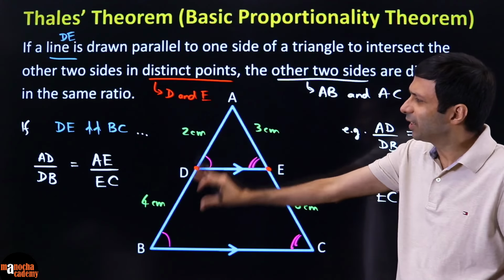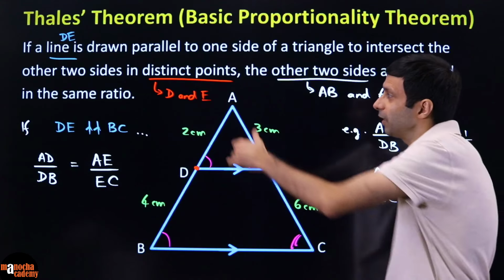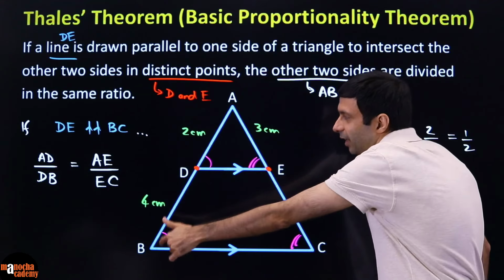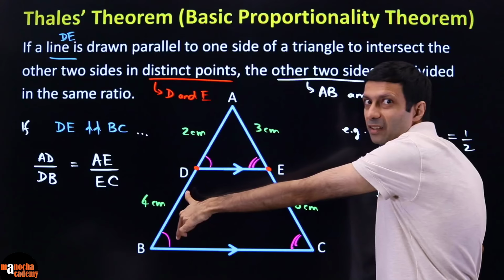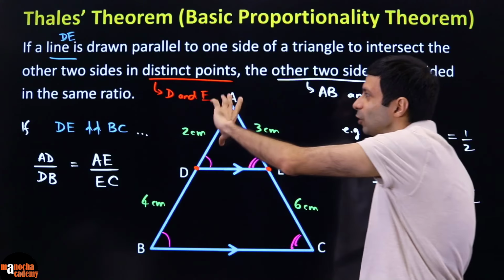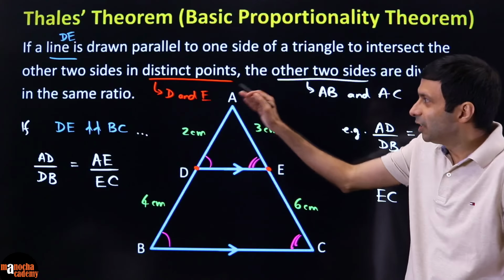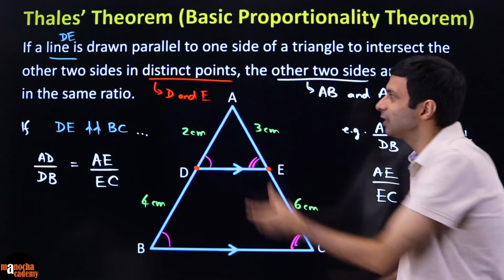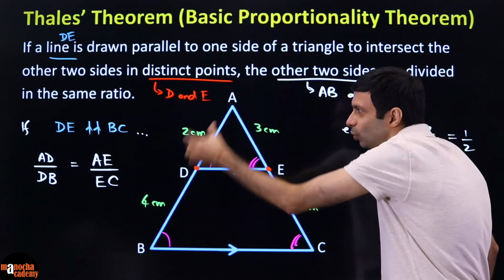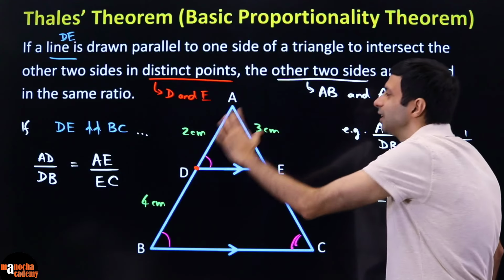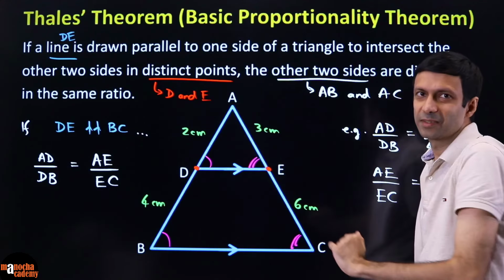So you can imagine that, yeah, things are going to be in proportion, but here we are not comparing AD to the entire AB, we are saying AD to DB. So it's a little different from similarity because we are saying AD to DB is equal to AE to EC. These parts that the parallel line is dividing, it is dividing this side AB into these two parts. These two parts are in the same ratio as these two parts. Clear?